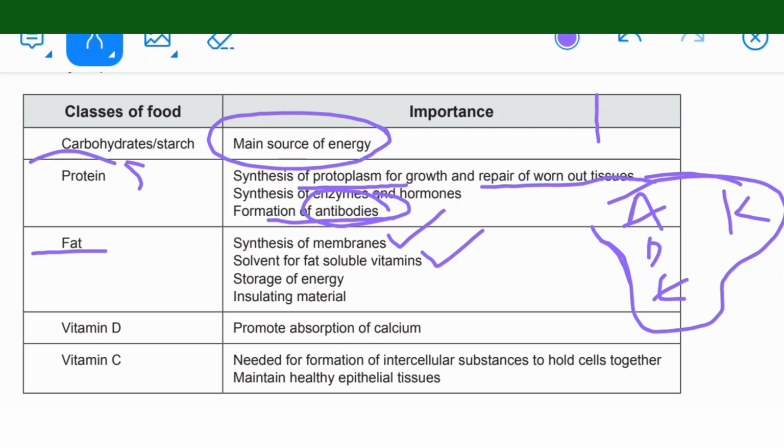Then fats are sources of energy too. I told you that the sources of energy in food are majorly fats, carbohydrates, and proteins. So fats are also a source of energy, and fats are also insulating materials. They cannot conduct heat. That's because the major component of fats is triglycerides. So triglycerides are poor conductors of heat.